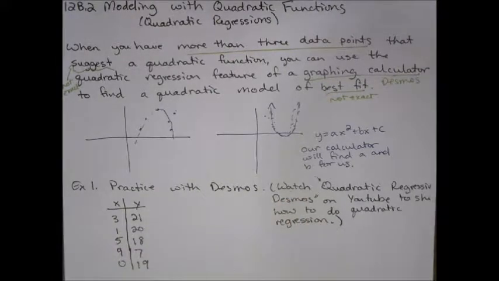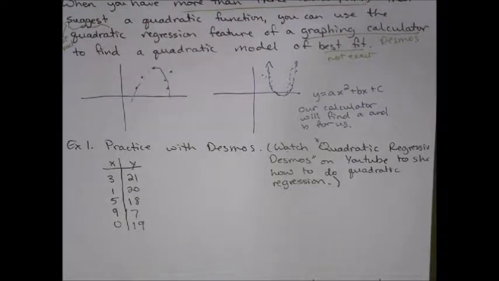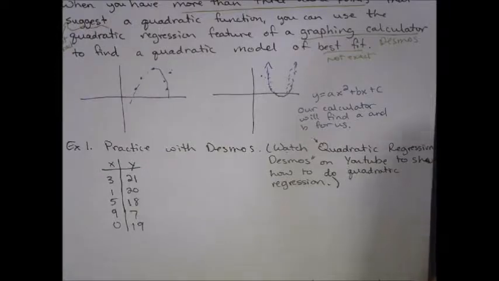So our first example is just going to be a little practice with Desmos. I found a video on YouTube that walks you through how to use the quadratic regression on Desmos. So go ahead and write down this table of values because this is going to be the data that you're going to be using for that video. And then go ahead and pause this video and go to the quadratic regression Desmos video on YouTube to show how to use the quadratic regression on Desmos.